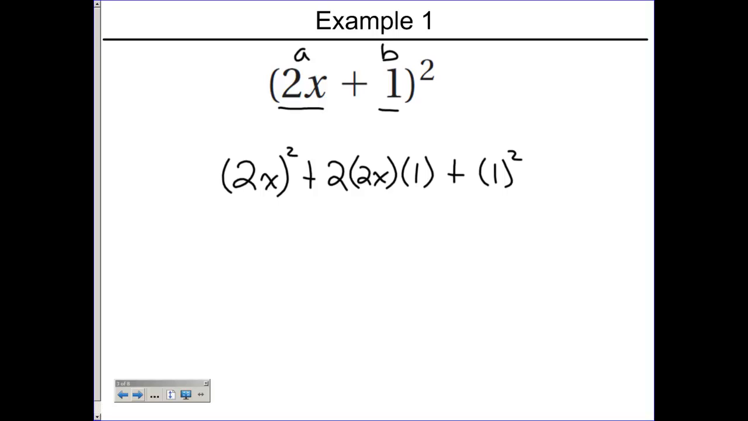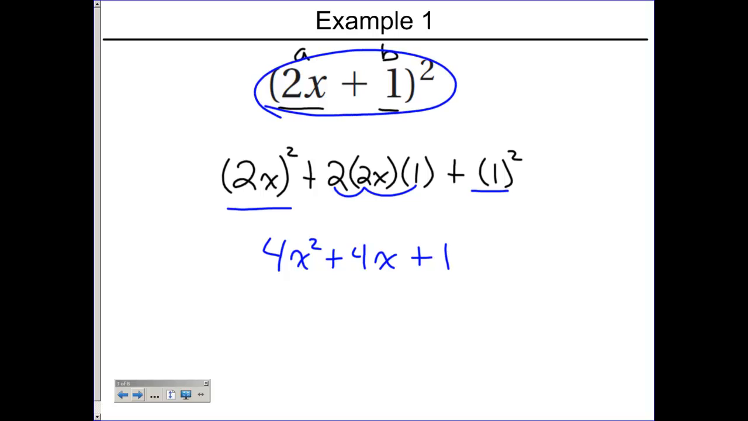So this first one here is going to give us 4x squared when we square it. The middle term is 2 times 2 is 4. 4 times 1 is 4. So positive 4x. And then the last one is just 1 squared, so positive 1.